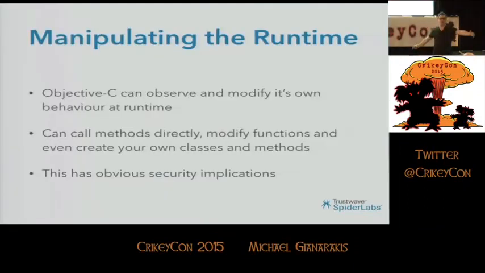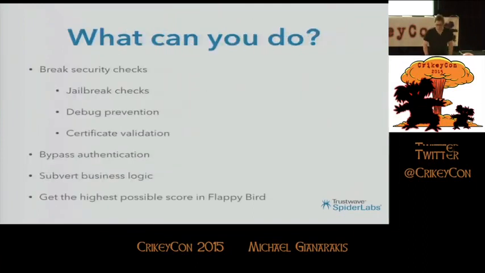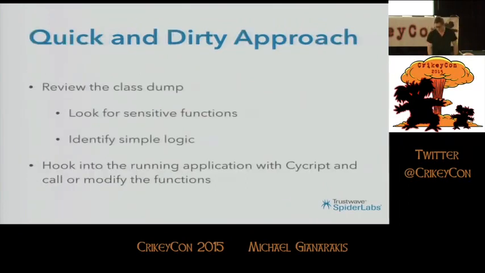All right, manipulating functions. This is where it starts to get pretty cool. Objective-C can observe and modify its own behavior at runtime. You can call methods directly, modify functions, and even create your own classes and methods. Obvious security implications, right? So what can you do? You can break security checks, jailbreak checks, debug prevention, cert validation, bypass auth, and I'll demonstrate a few of these now. You can subvert business logic, or get the highest possible score in Flappy Bird. That's another thing you can do.